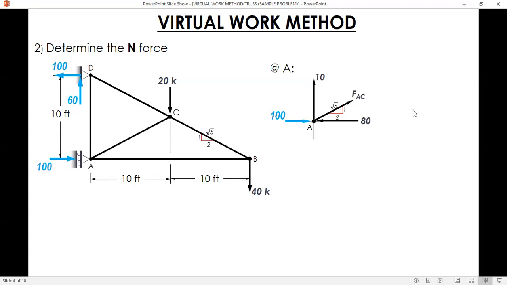Since we only have one unknown, you can use either of the two conditions. You can sum of force sa horizontal or vertical. Okay, let's try this one. Summation of force sa Y. We only have two forces, 10 and the vertical component of FEC. And transpose 10, that becomes negative. So FEC is negative or compression. Okay, 10 square root of 5 compression. So we are finished with the bar force of members due to real loads.